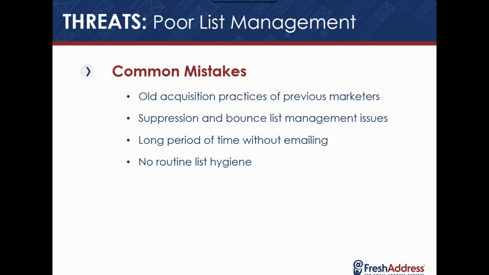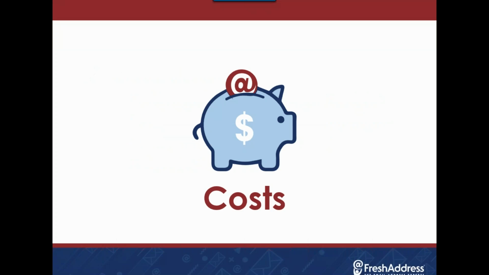And then I think what it comes down to is a long period of time without emailing and no routine list hygiene. I think I've hammered this enough, but at the same time, it's so important, because these email addresses can go bad. You have no idea. You have to make sure that you have routine list hygiene running at all times to make sure you have the cleanest list, the cleanest campaign possible. Otherwise, it could cost you your inbox placement. And with that, I'll turn it back over to Keith to cover costs.